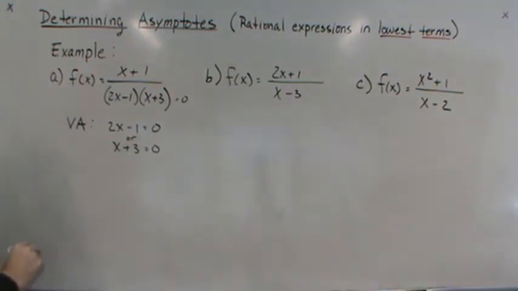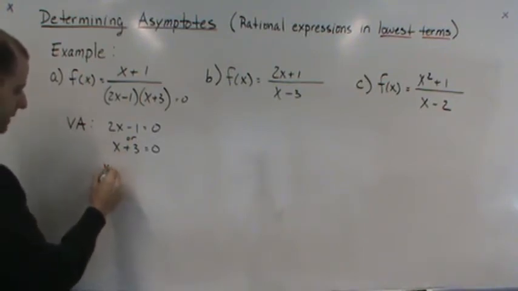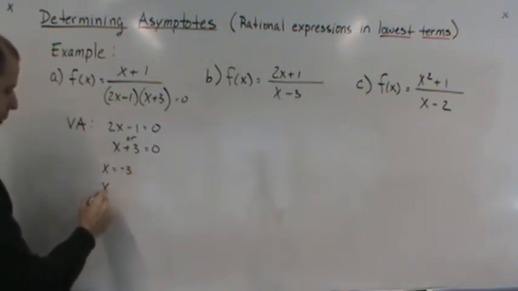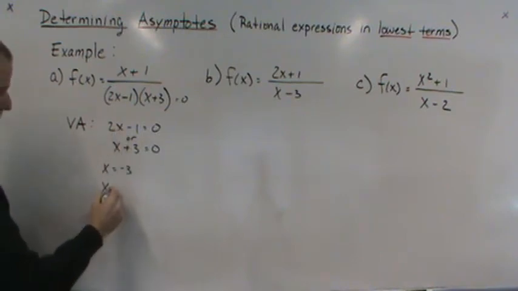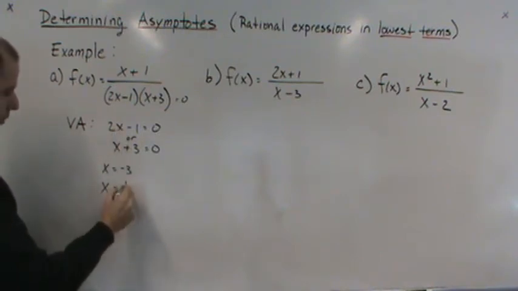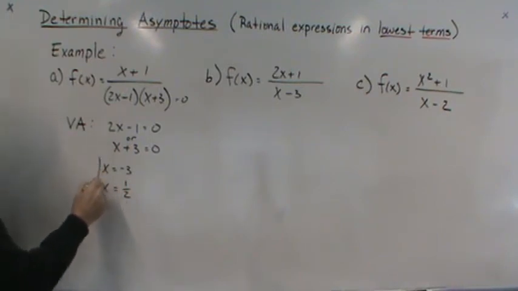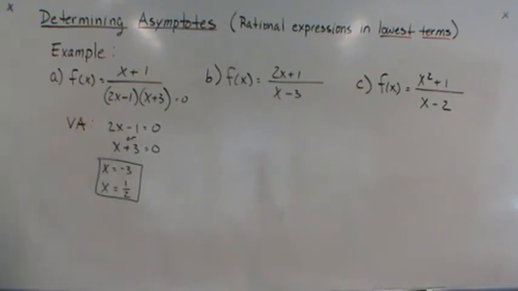And so that means there's going to be a vertical asymptote at x equals negative 3. There's also going to be a vertical asymptote, by solving this for x, at x equals 1/2. So these are the two vertical asymptotes for this rational function.